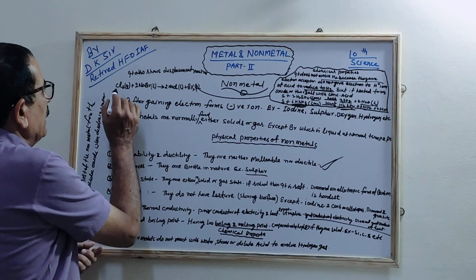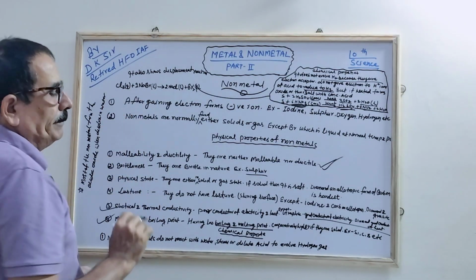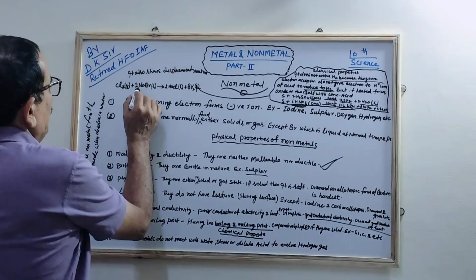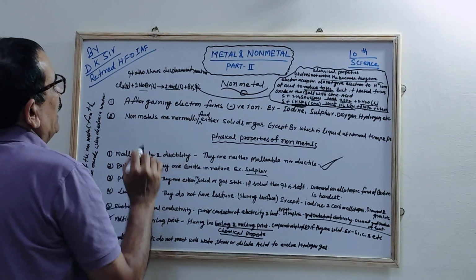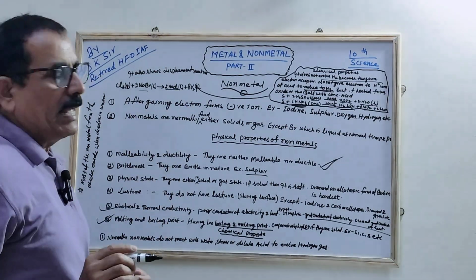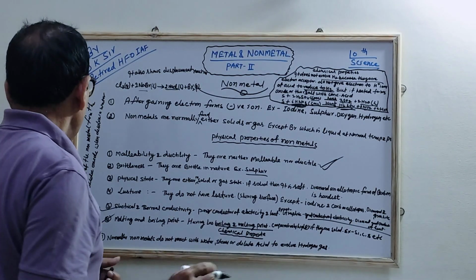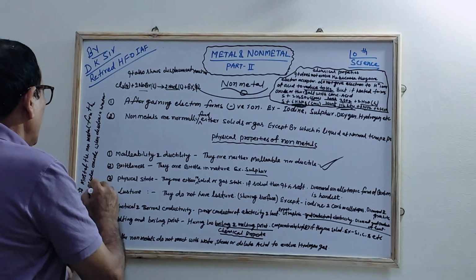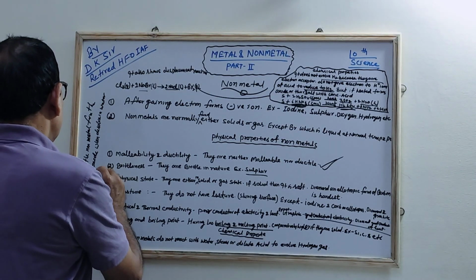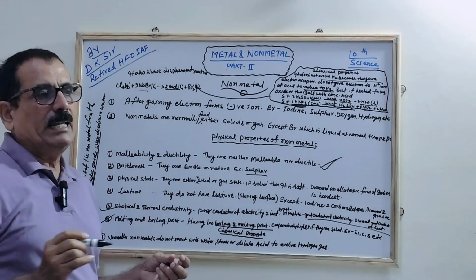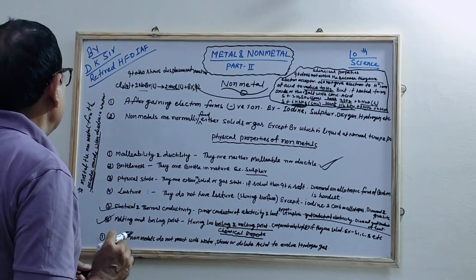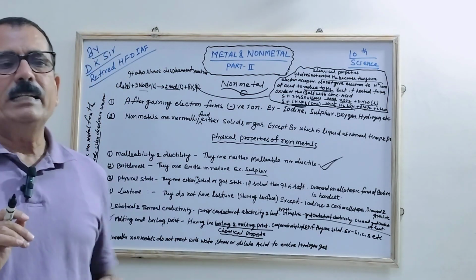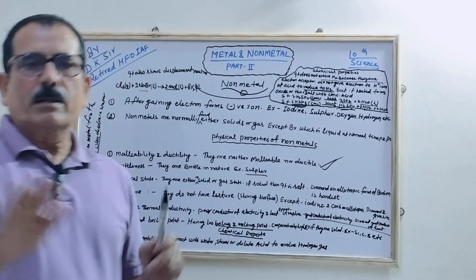One example we can see: chlorine gas plus sodium bromide, NaBr. When it reacts, it is going to make NaCl and bromine gas. Understood? One more: most of the non-metals form oxides, and they are acidic in nature when dissolved in water.